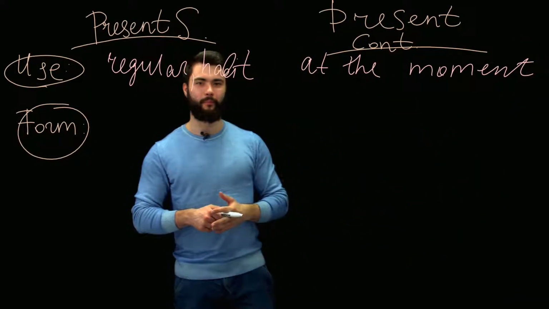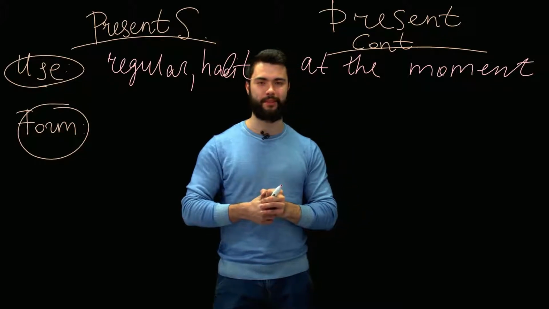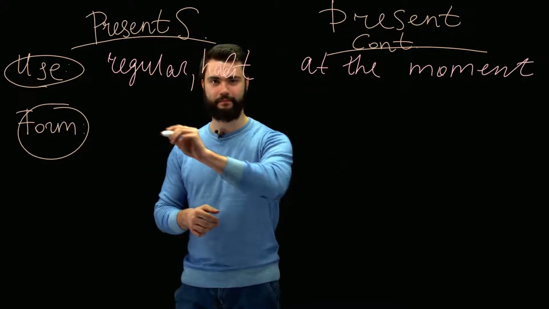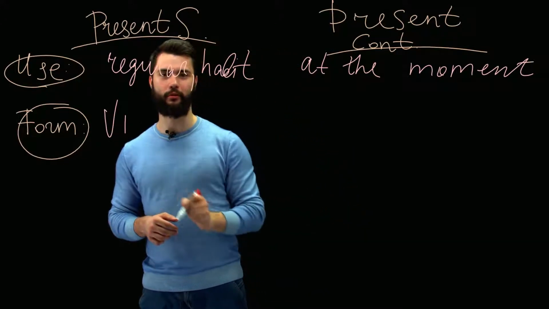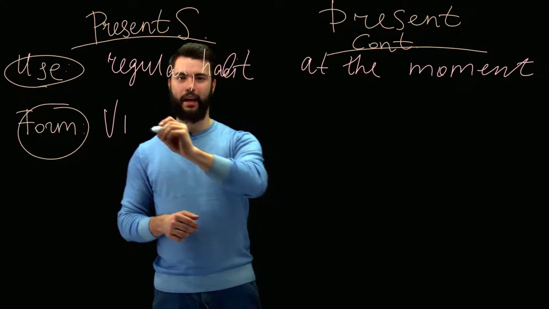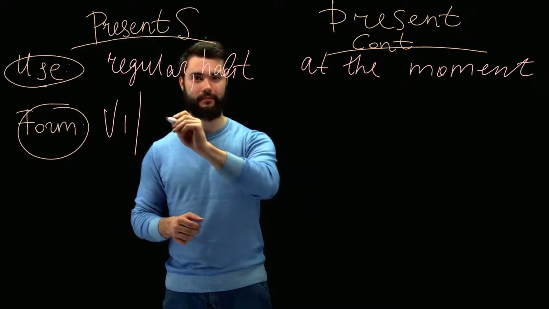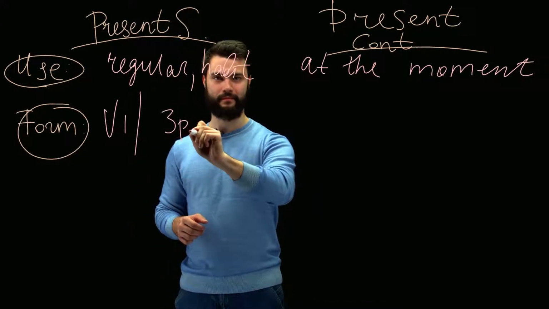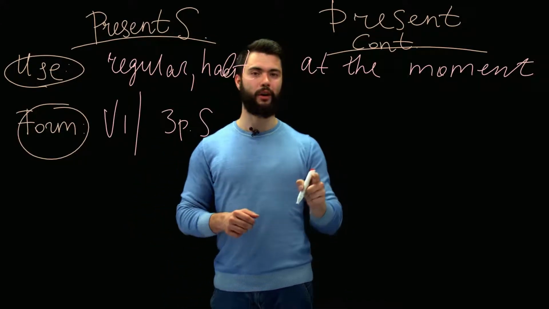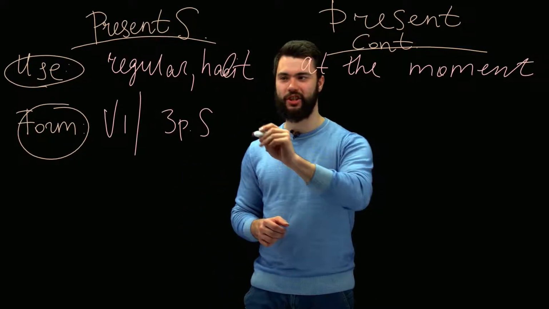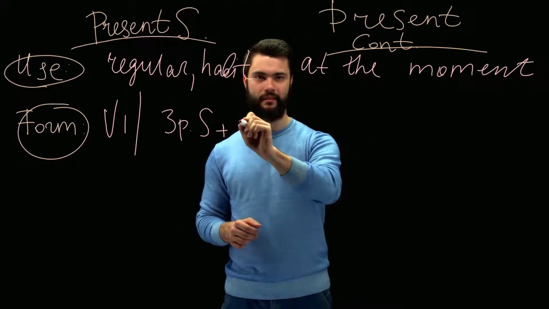What about the form? How do we form the present simple tense? We take the first form of the verb, or if it is the third person singular, we also add the flexion s or es.